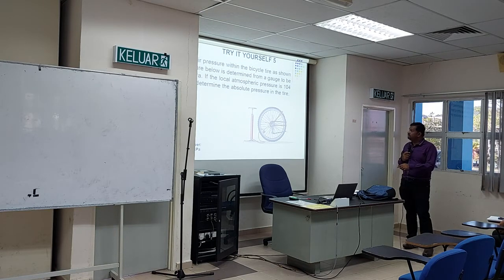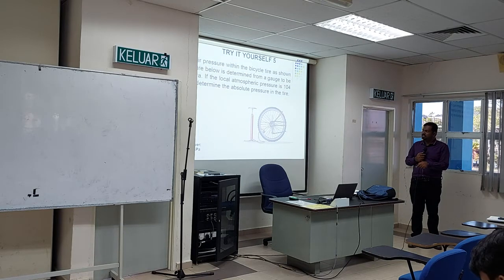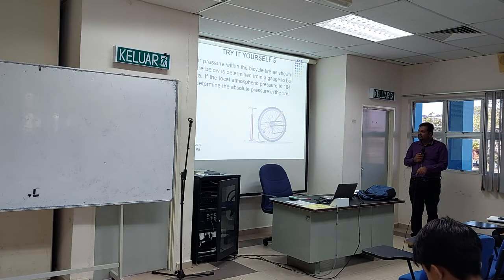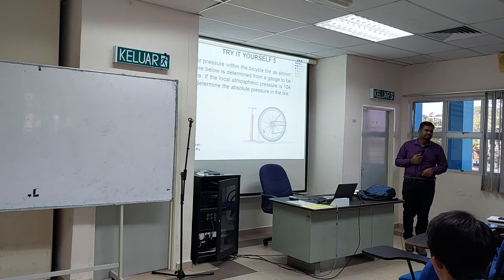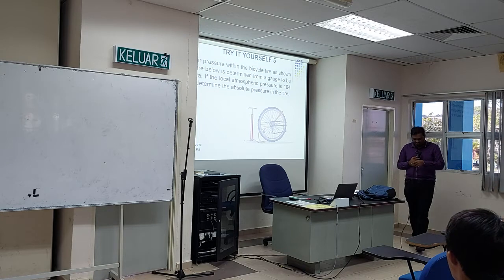Okay, so what you need to do? You want to determine the absolute pressure. So atmospheric pressure plus gauge pressure. 104 campur dengan 70. So you dapat answer 174 kilopascal. Okay, so actually simple lah. It's not so hard.